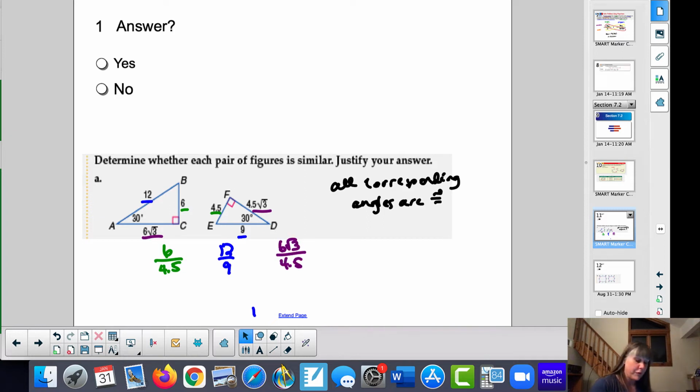Now, how can we tell if those fractions are all equal? Well, there's a couple ways you can do that. You can put those in your calculator, and you can just divide them and get a decimal answer.